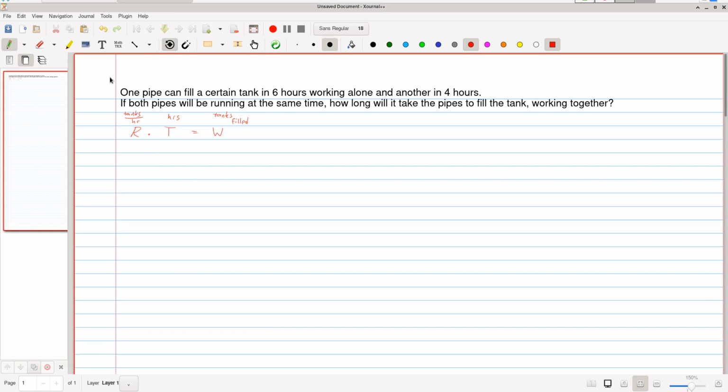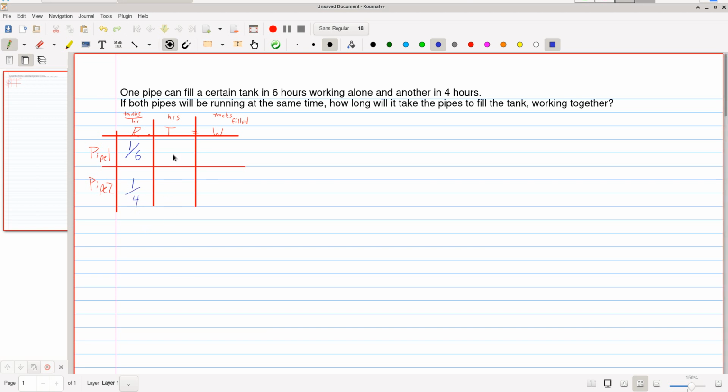Okay, with this in mind, we're going to make our table. We've got pipe number 1 and then pipe number 2. Those are the two things that are getting work done in this scenario. The first pipe can fill one tank in 6 hours. So its rate in terms of tanks per hour is one tank in 6 hours. Pipe 2 can fill one tank in 4 hours.